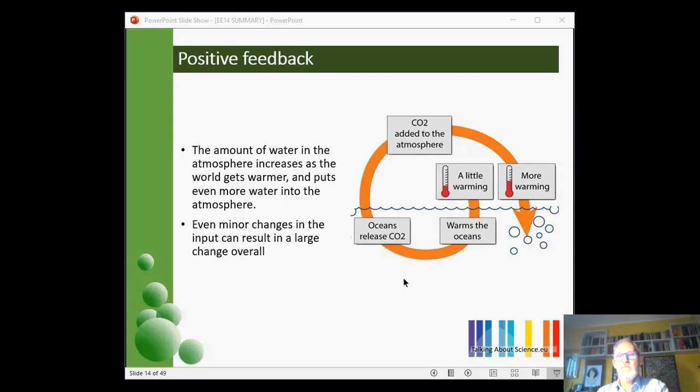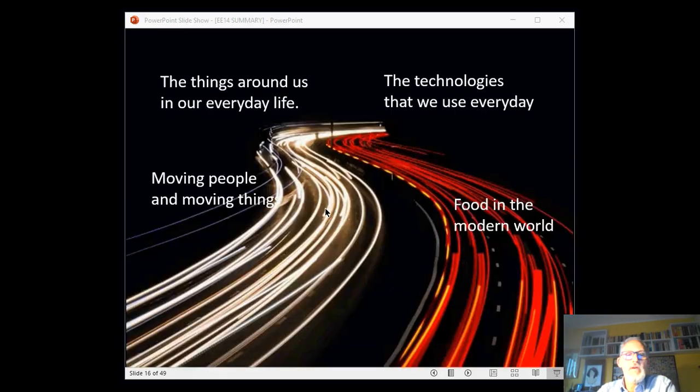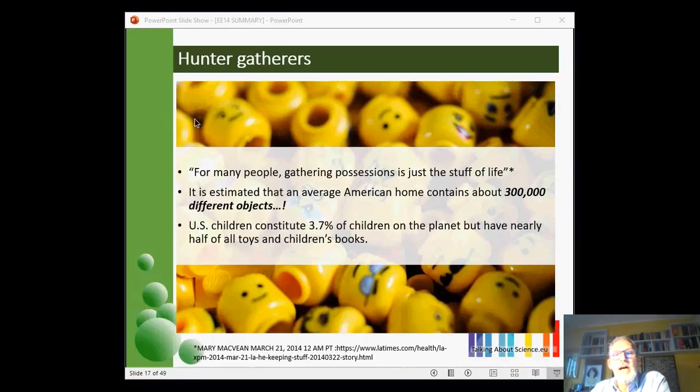This is an example of a positive feedback loop. So again, this is a big cycle related to ocean warming. Okay, so what sort of stuff did we look at? Well, we looked at all sorts of things related to modern life. So the things that we keep around us, the things that we use, the technologies, how we feed and clothe ourselves, how things get moved around.